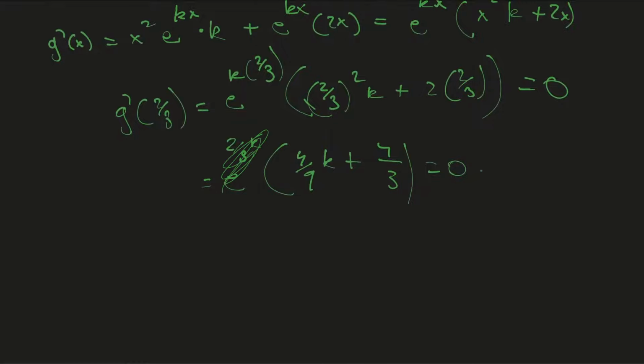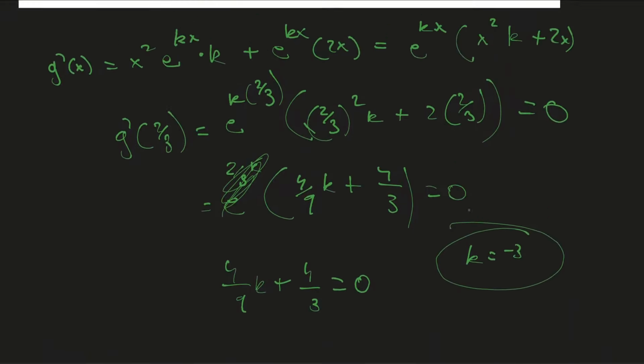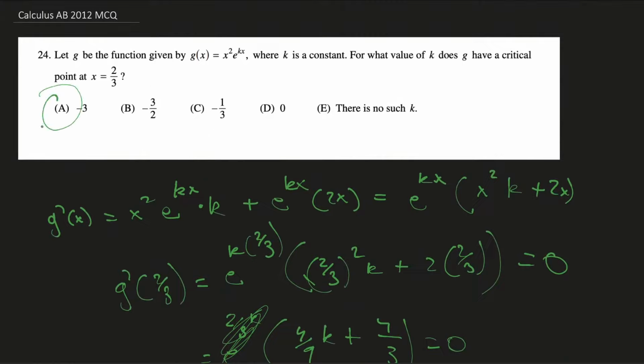Then we can just cancel out the exponential by dividing both sides by it, and we know that 4/9 k plus 4/3 needs to equal 0. Solving for k, k needs to equal -3. So this is what k needs to equal to give us a critical point at x equals 2/3. All right, 25 states, which of the following is a solution to the differential equation dy/dx is equal to 2 sine of x with the initial condition y of pi is equal to 1?